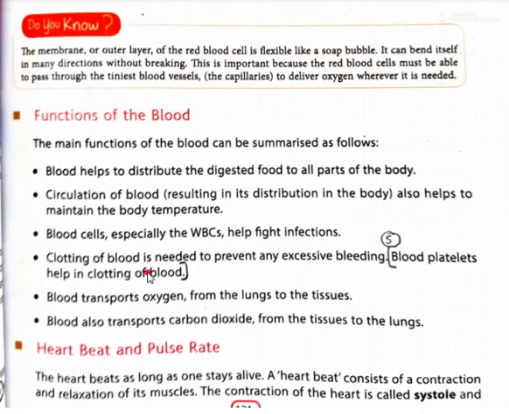Functions of blood. There are different functions of the blood, like it distributes digested food throughout the body. Blood helps to maintain the temperature of the body. Blood cells, especially WBC, fight against infection. Platelets help in the clotting of blood. Blood transports oxygen from lungs to the tissues. Blood also transports carbon dioxide from the tissues present in different body parts to the lungs. And as I told you, the heart helps in pumping of the blood.